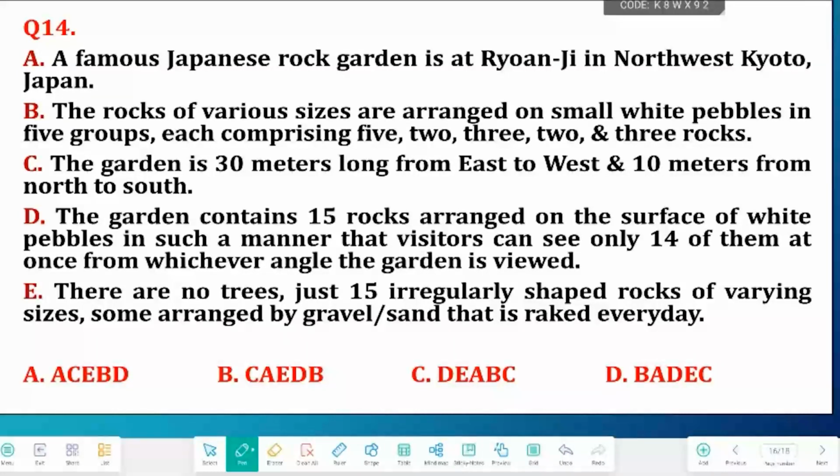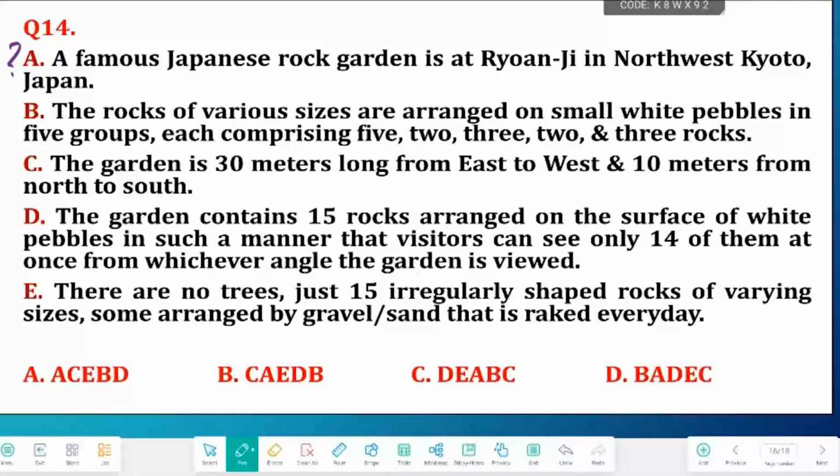So your time is up now. Let us solve this parajumble. A famous Japanese rock garden is at Ryoanji in northwest Kyoto, Japan. If you closely observe the statement, we do not find anything conclusive to eliminate this statement. So this can be or this cannot be our first statement. But for the time being, we'll just put a question mark over here. We cannot definitely eliminate this.